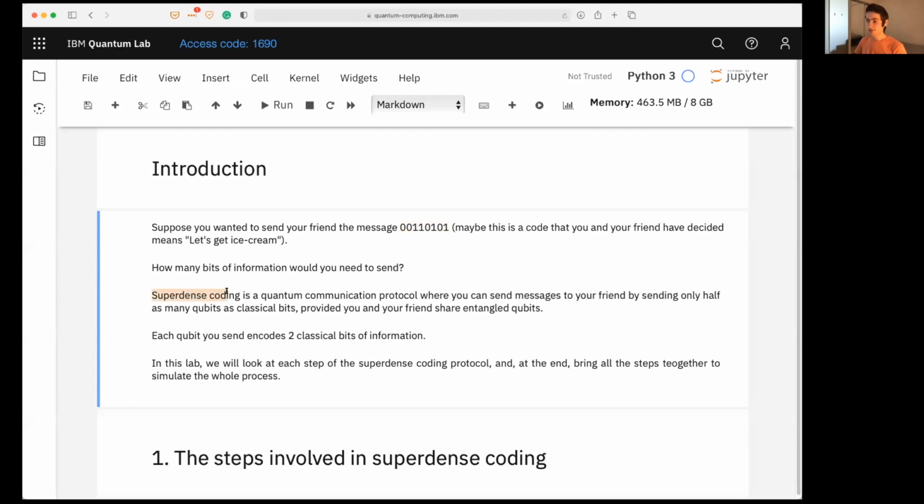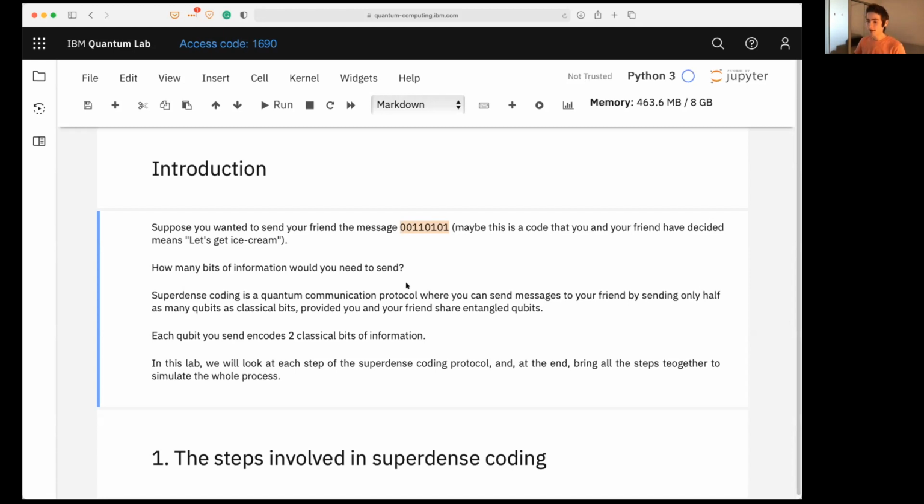At a high level, superdense coding is a quantum algorithm where instead of sending classical bits, you're going to send qubits to the other person. Now, the message is still written as classical bits. This is where it starts to get confusing, so I'm going to try and go through things very clearly. The message is still classical bits, but instead of sending classical bits as, for example, pulses down a wire or something like that, we're going to send qubits.